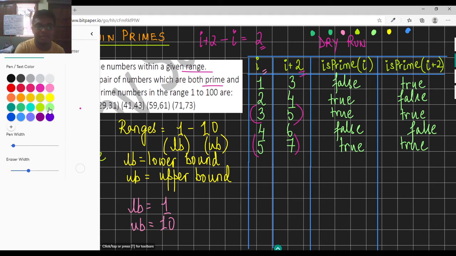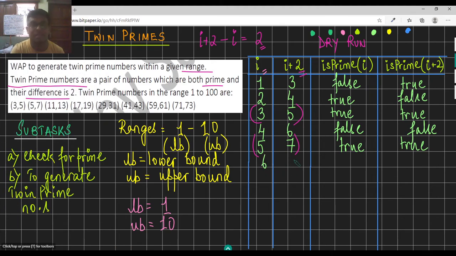Moving on to the next number in sequence. So 6 plus 2 is 8, and both of them are not prime numbers, hence they do not form a twin prime pair. Moving on to the next number, 7. 7 plus 2 is 9. They unfortunately do not form a twin prime pair. So this is true. Sorry for the confusion there. This is true and this is false.